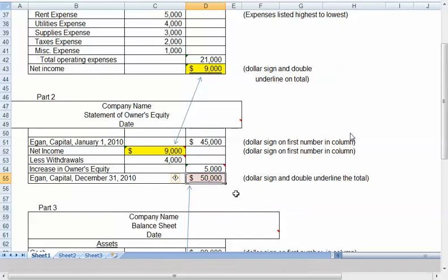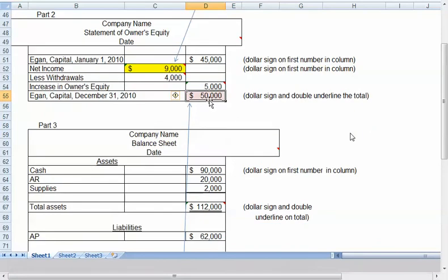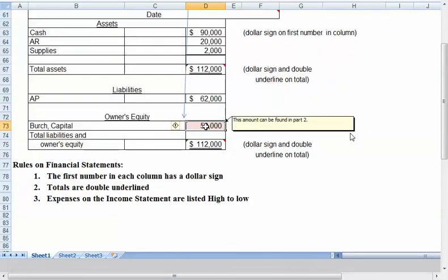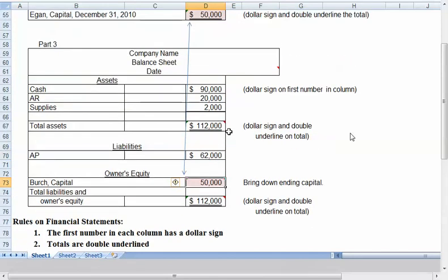Now let's move on to the balance sheet. That $50,000, your ending capital, is the capital that we bring down to the balance sheet for the capital under owner's equity. Do not bring down $45,000. That is the beginning capital, not the ending capital. Now the rest of your information is divided by assets, liabilities, and owner's equity.